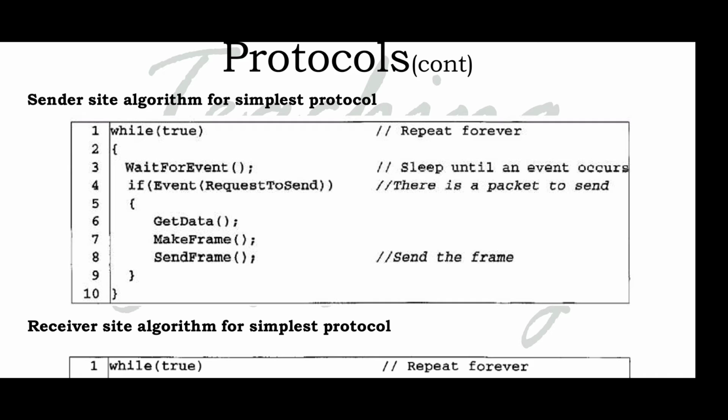The algorithm for the sender side is repeat forever. What it means is, wait for the event. If it is true, wait for the event, or otherwise it can sleep forever. And if the event is a request to send, meaning the network layer is requesting to send a frame to the receiver network layer, then it will get the data, make the frame and send the frame. This is happening in the data link layer and the physical layer, and it is sent to the receiver side physical layer.